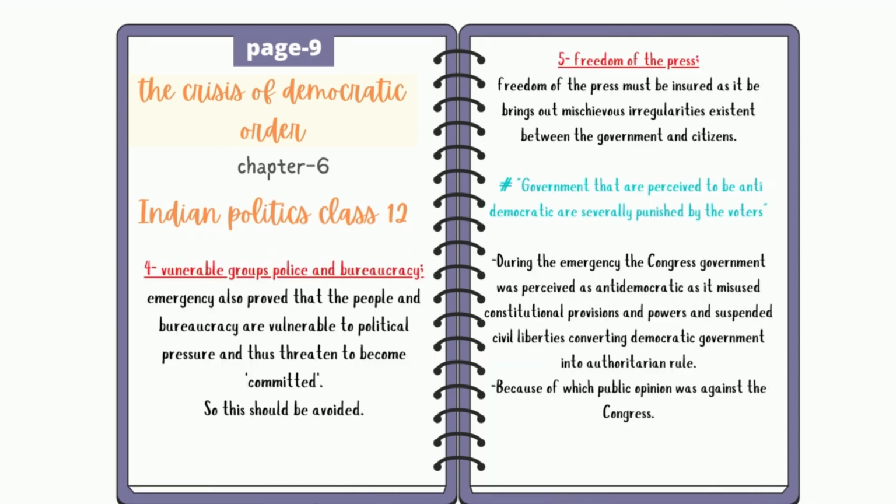And fourth point है vulnerable groups, police and bureaucracy. Emergency also proved that police and bureaucracy are vulnerable to political pressure and thus threatened to become committed. So this could be avoided. Freedom of the press. Freedom of the press must be ensured as it brings out mischievous irregularities existent between the government and citizens.